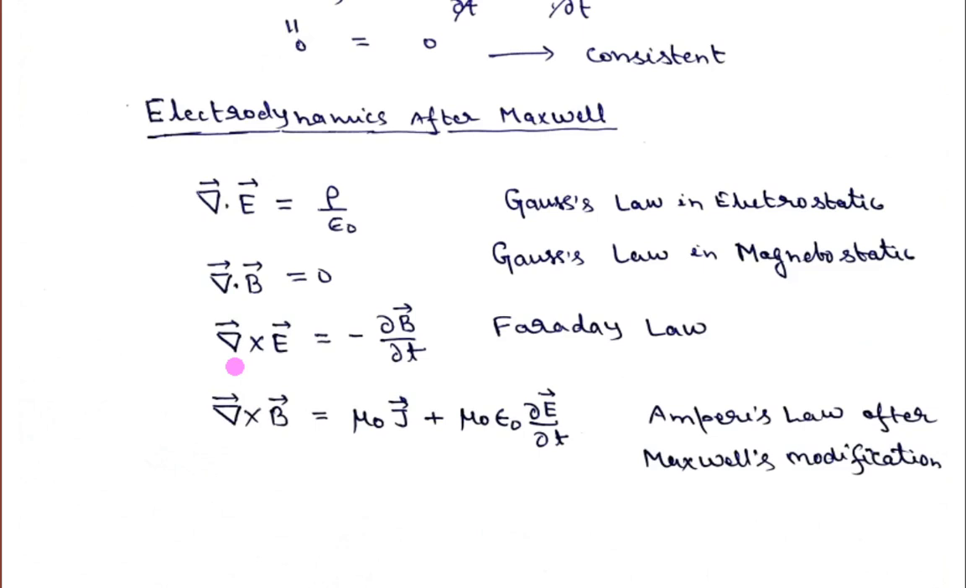So now, after Maxwell's modification, if we write the electrodynamics, remember, here I am not calling it electrostatics or magnetostatics. What are we calling it? We are calling it electrodynamics. Why? Because here the magnetic field is changing and giving the electric field, and here the electric field is changing and giving the magnetic field. That is why I am not calling it magnetostatics or electrostatics. I am calling it electrodynamics, where time dependent phenomena are involved. Then the concept of electrodynamics came.